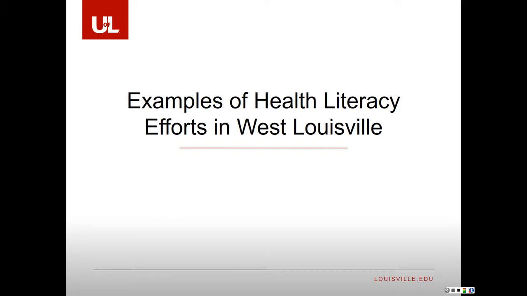These last few slides provide examples of two ongoing health literacy projects in West Louisville that are currently being implemented by a team from the University of Louisville School of Public Health, working under the Commonwealth Institute of Kentucky, in partnership with the West Louisville community and several other stakeholders, including the Louisville Metro Department of Public Health and Wellness.